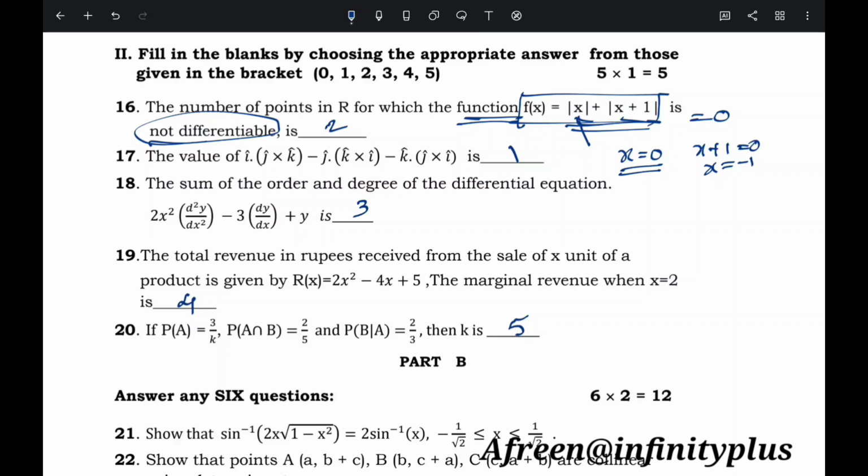So this is another point of non-differentiability. So there are 2 points. So the answer is 2. And the value of I, this one, the answer is 1.